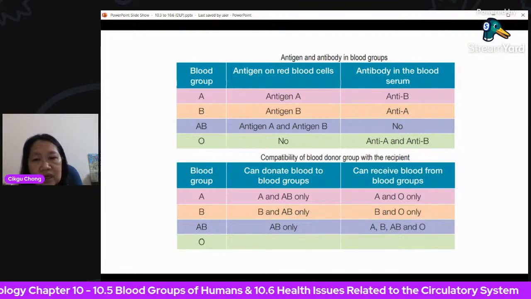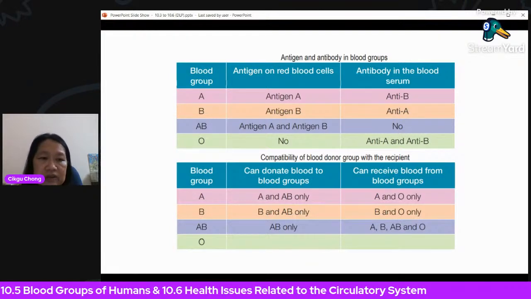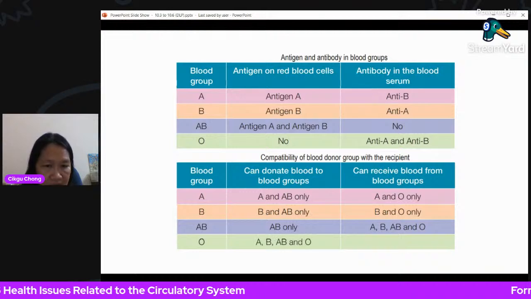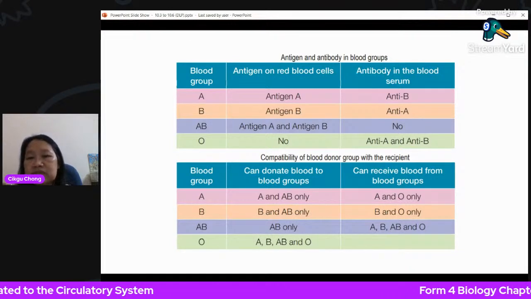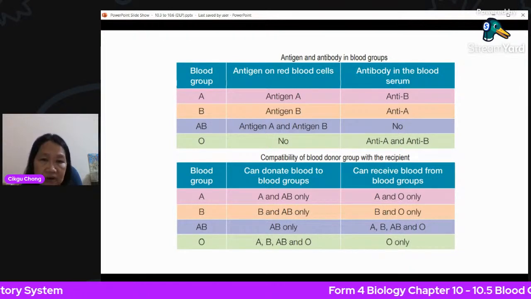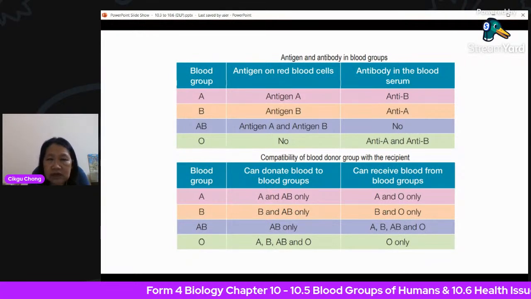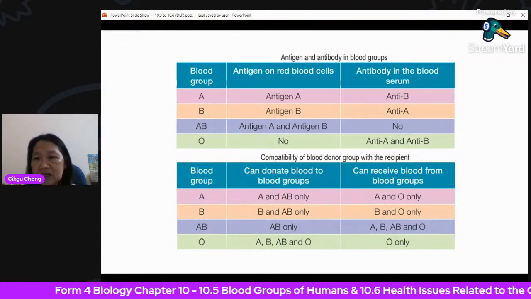AB can receive everybody's blood: A, B, AB, and O can be given to AB. And O can donate to everybody, but they can only receive their own blood. All right, clear? So this one makes a lot of sense if you already know, and you draw the grid box early on.